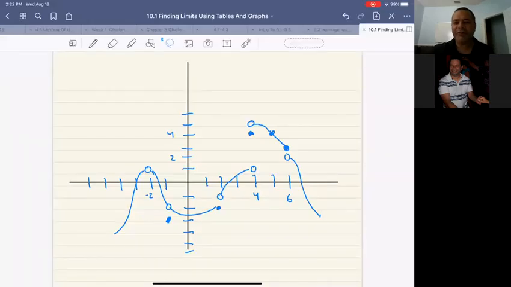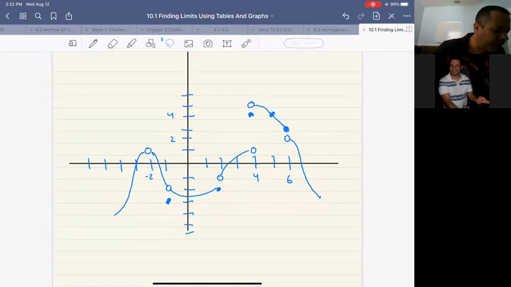All right, welcome back. So we've got a number of problems in this section that are based on this graph. This graph is on page 873 in the textbook.